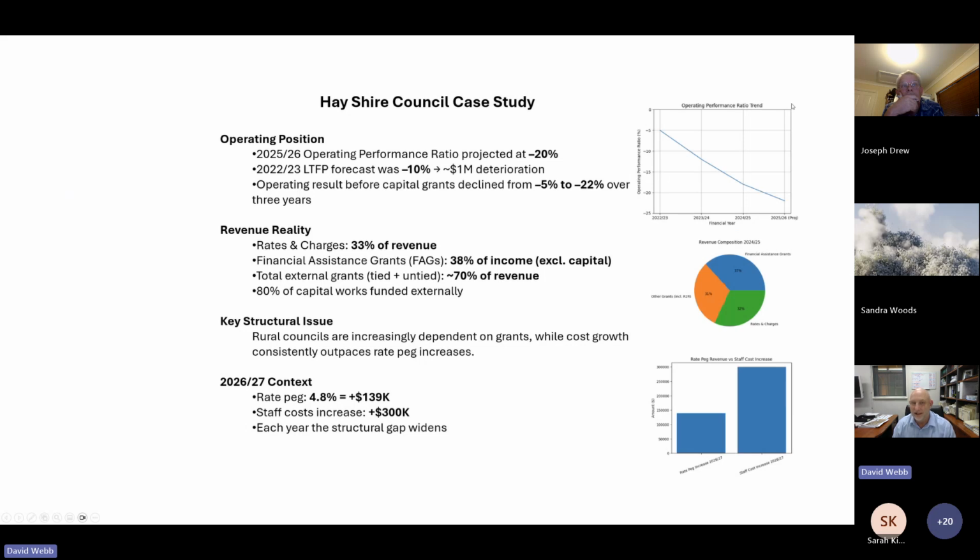Beautiful. Okay, so as I said, we're a small rural council, but what we're seeing is exactly what Professor Drew has just been talking about. We are seeing our operating performance deteriorating over the last 3 years. So this year we're looking at minus 20%. Before, it was forecasted 2 years ago at minus 10. So we're seeing a $1 million deterioration. And that's for a number of reasons. So overall, in the last 3 years, we've seen our operating result decline from minus 5 to minus 22, which, on the scheme of things, would be alarming, which it is.